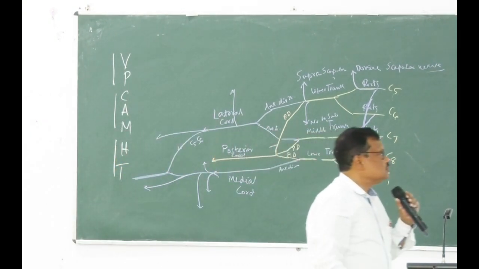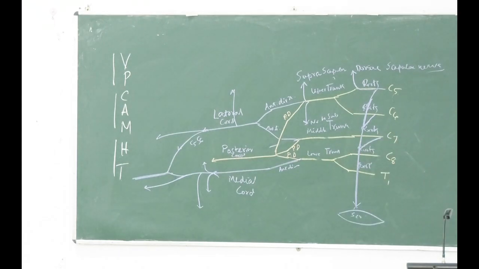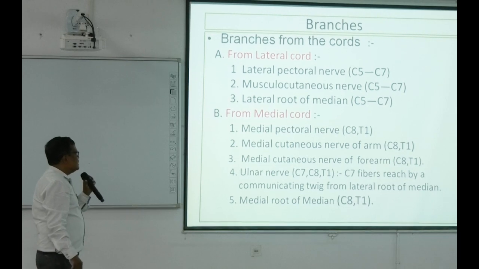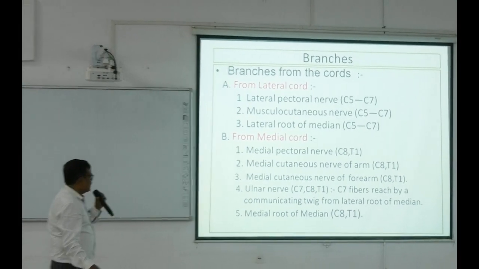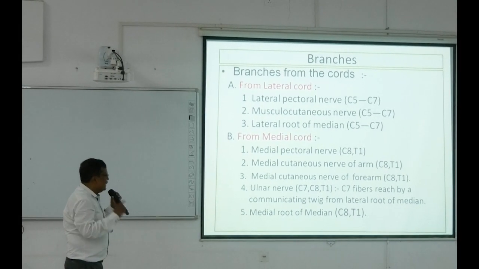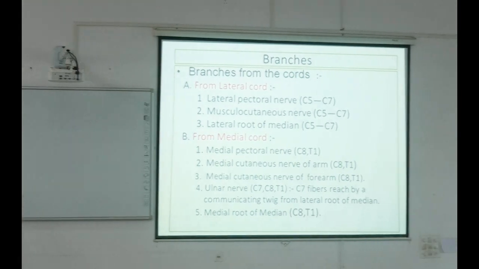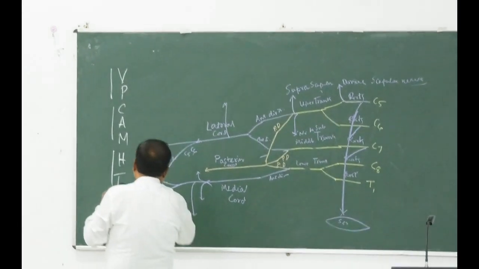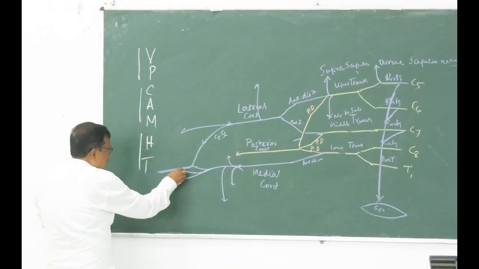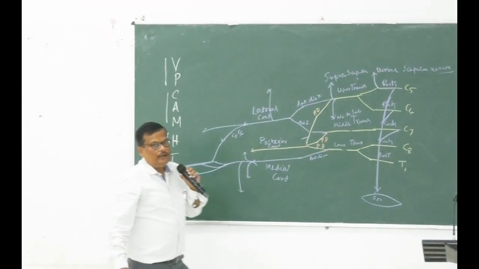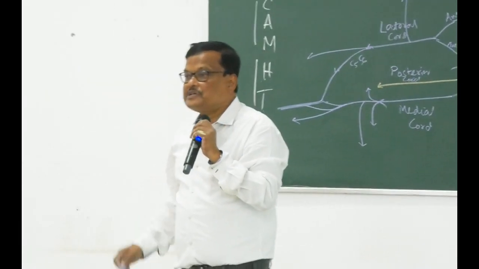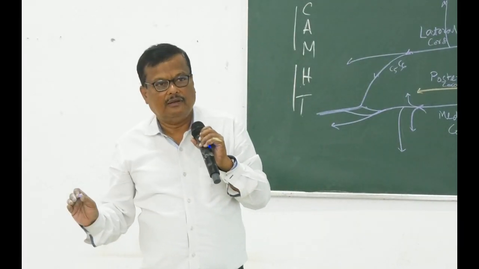তাহলে medial cord এর branch হলো কি কি? Medial pectoral nerve, medial cutaneous nerve of the arm, medial cutaneous nerve of the forearm, ulnar nerve, and medial root of median. এরপরে এই যে ulnar nerve থেকে একটা ছোট্ট টুইগ চলে যায় মিডিয়ান নার্ভে, which carries the fibers of C7.